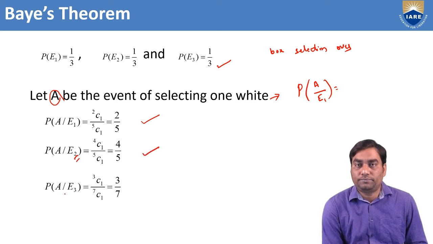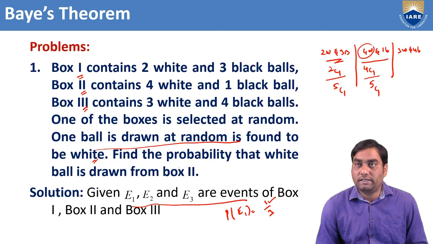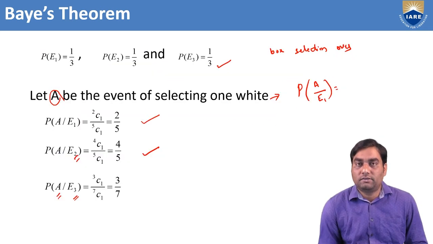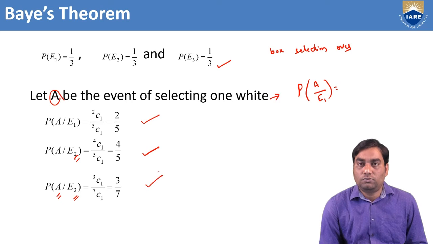Now you select the probability of a white ball from box 3. How many balls are in box 3? 7. How many balls are required? 1 ball. Which ball? White ball. How many white balls are there? 3. How many we select? 1 ball. So 3C1 by 7C1, so 3 by 7. Now box selection is over, ball selection is also over.